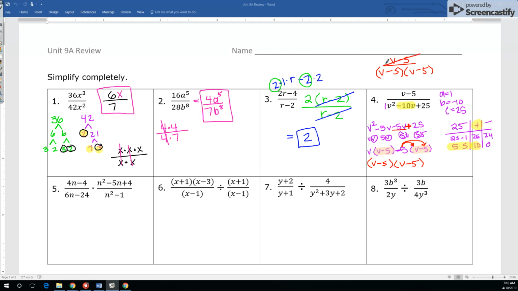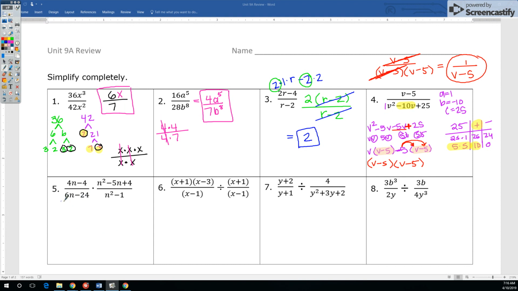So my numerator and one of these in the denominator are going to cancel out. So what am I left with in the numerator when I don't see anything? A 1. Technically, v minus 5 divided by v minus 5 is 1. Okay.